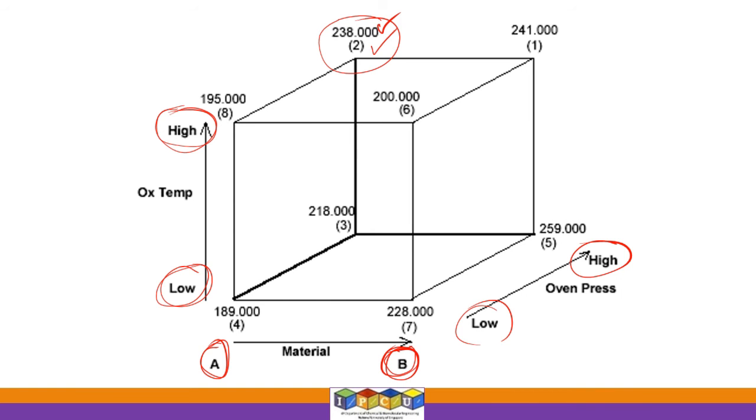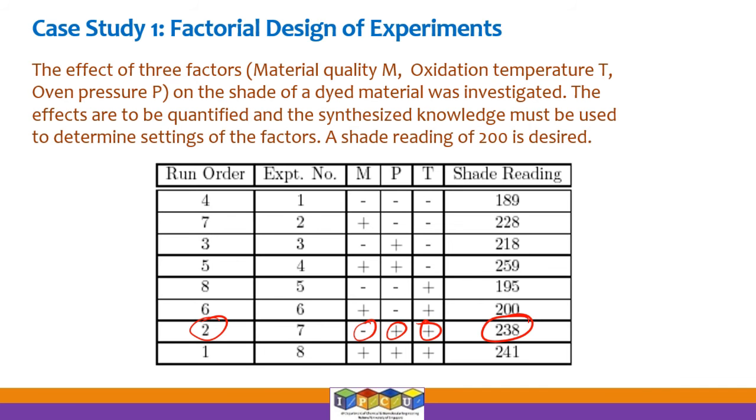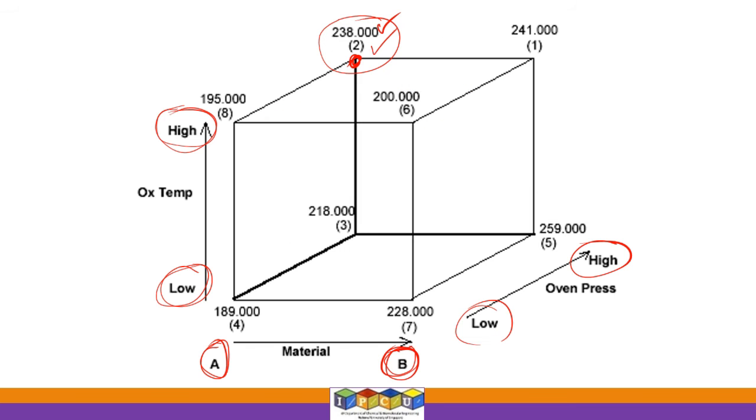Material is low, which means material A, so you are in the left face of the cube. Then oven pressure is high and oxidation temperature is high. Because the oxidation temperature is high, you are in the top face of the cube. And because the oven pressure is high, you are in the back face of the cube. So you are left, top, and back, which is this particular point. That is what is shown here in a nice graphical form. Some people may like this, some people may like a representation like the table.